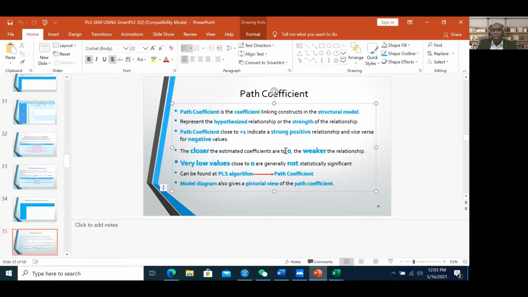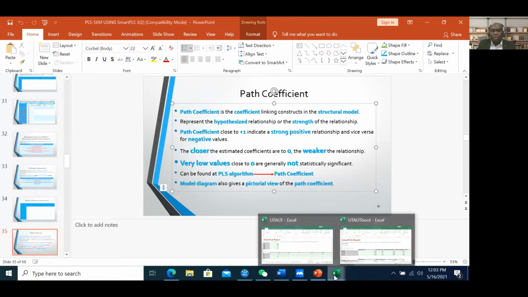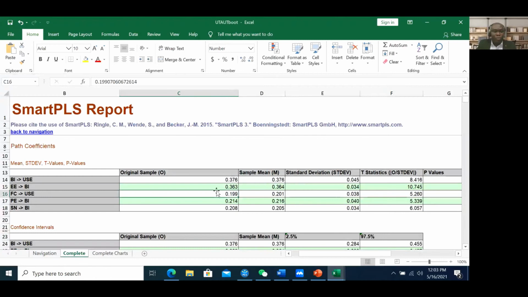Now, the rule for path coefficient is that it has to be greater than 0. The closer the value is to 0, the weaker the relationship. The further it is from 0, the stronger the relationship. You can find that from here. You see that all these values are greater than 0, so it has met the requirement for the path coefficient.